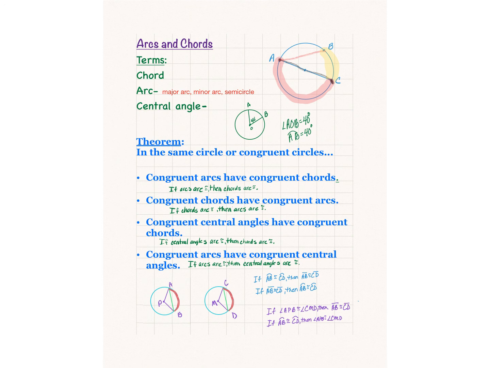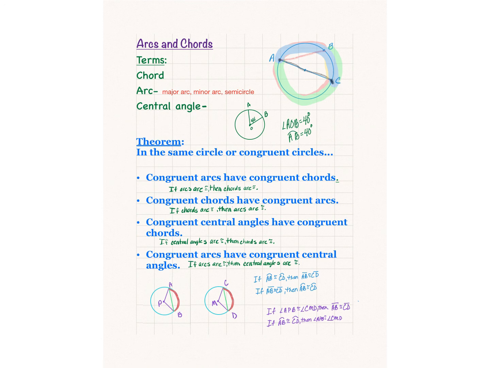We have a major arc. A major arc would be one like if I went from A to B through C. So it's greater than 180 degrees. That would be a major arc. A minor arc would be the arc from A to B that does not go through C, that is a minor arc, less than 180 degrees. And then obviously we can have a semicircle, which would be the arc that is exactly 180 degrees. The next term is a central angle.